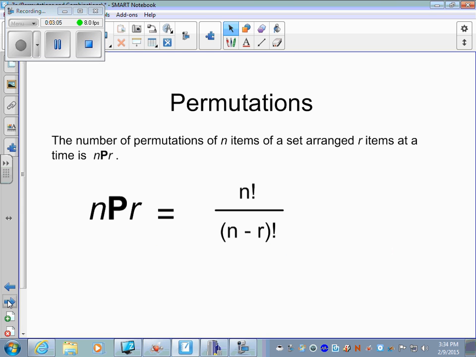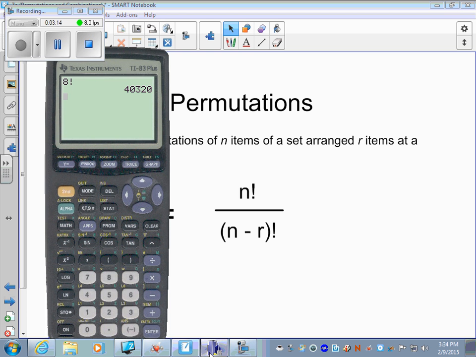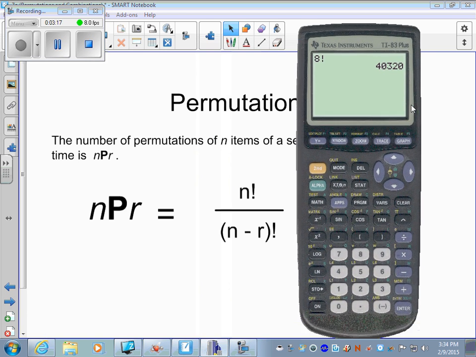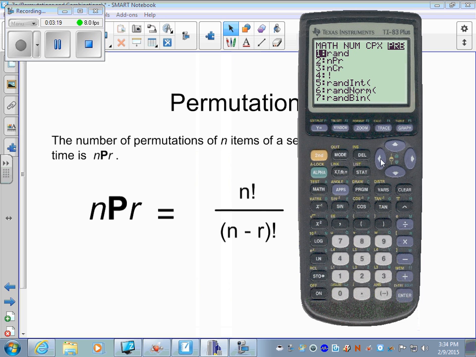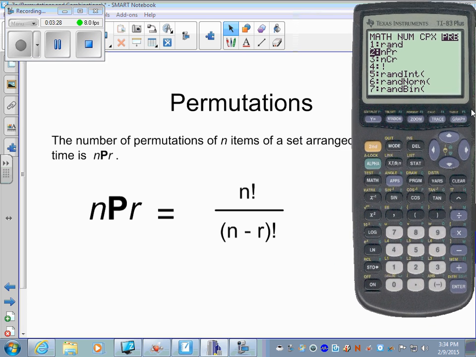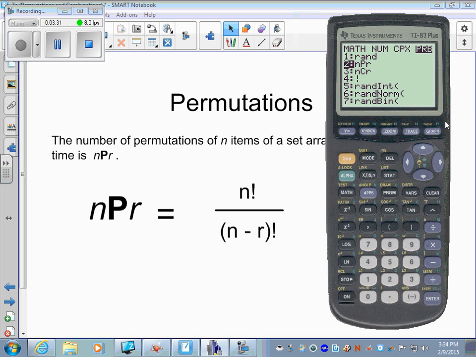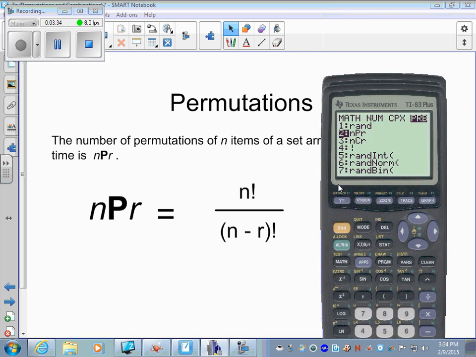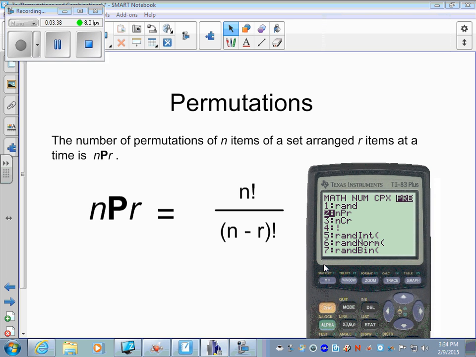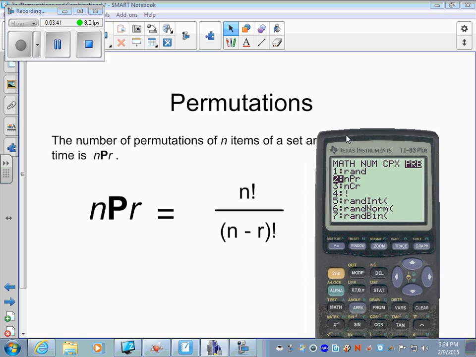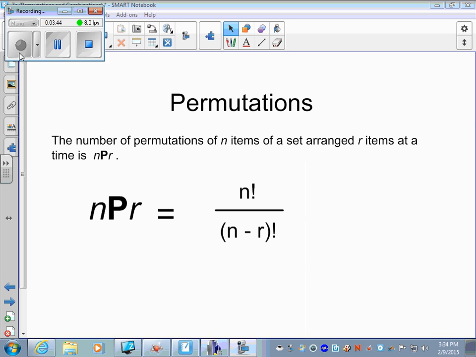Permutations, there's a really easy way to do this. It's in the calculator, and it's called nPr. It's under math, over to probability again, and it's nPr. N is the total number of items in the set, and R is how many you are choosing at a time. So let's get to some examples on permutations so I can better explain this.